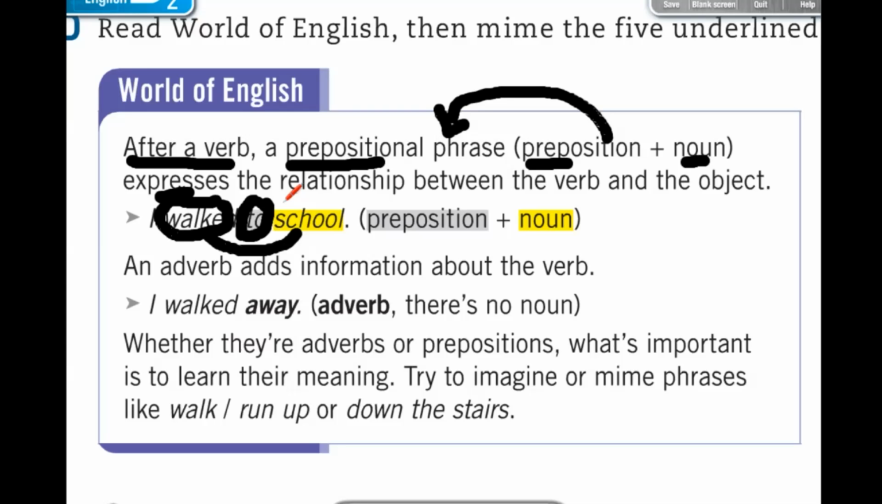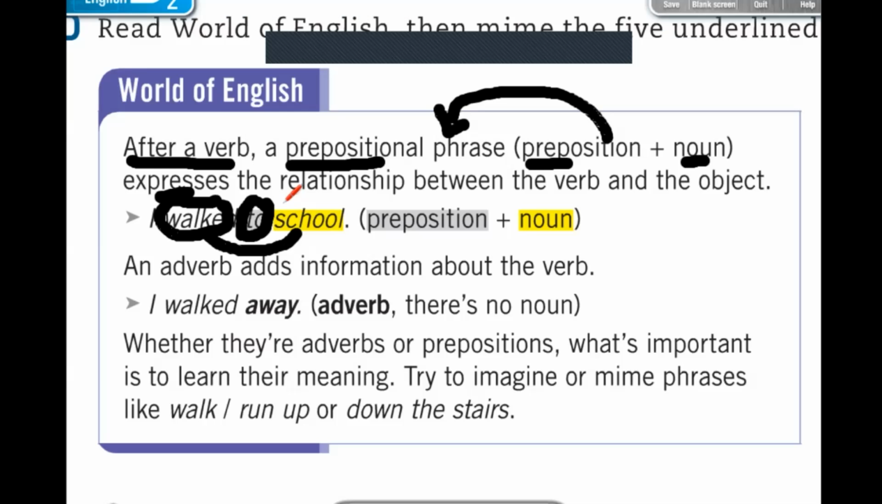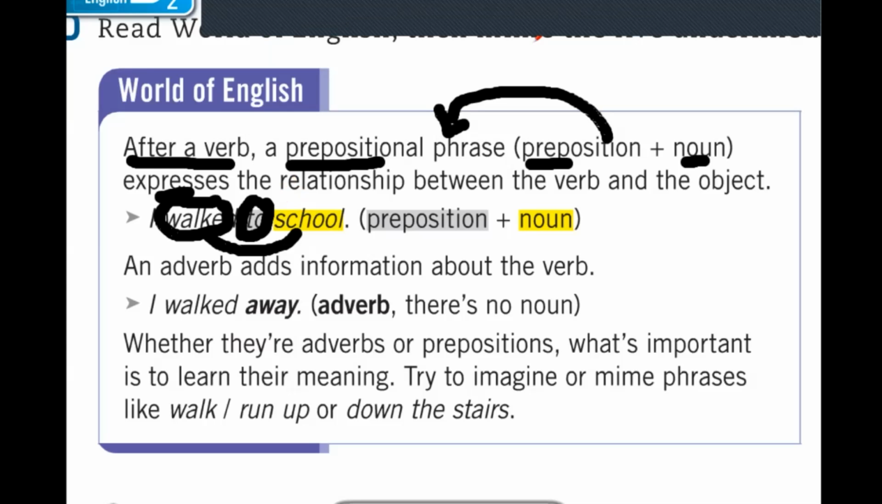You can use different prepositions. I walk through the school. I walked past the school. I walked across, and you can also change the object. I walked, and you can also change the verb as well. I run throughout the park, for instance.